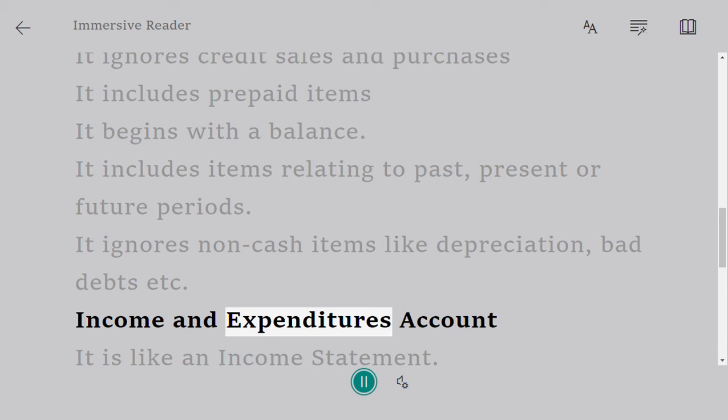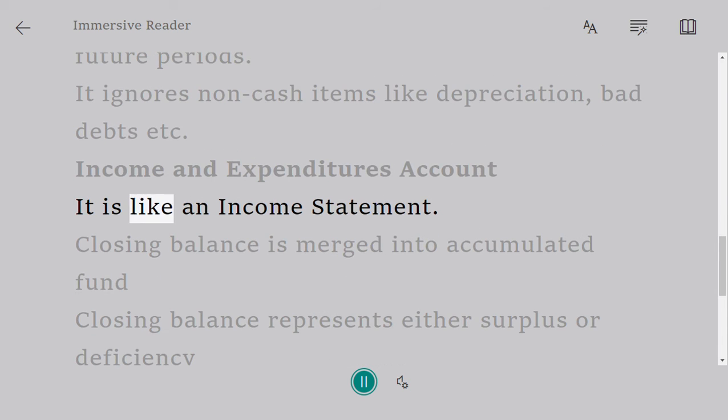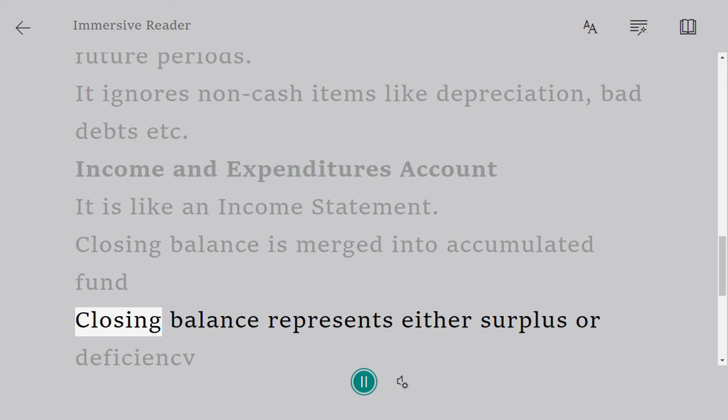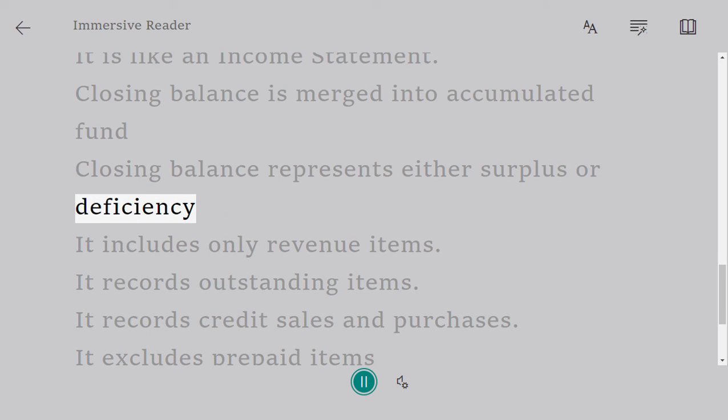Income and expenditure account. It is like an income statement. Closing balance is merged into accumulated fund. Closing balance represents either surplus or deficiency. It includes only revenue items.